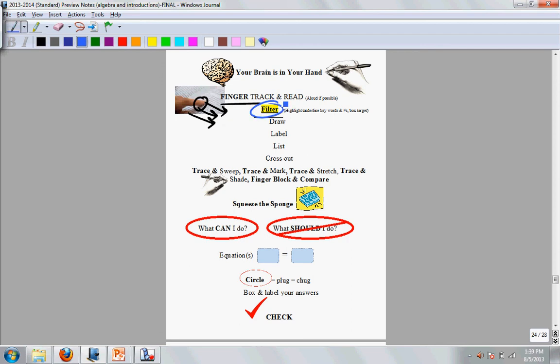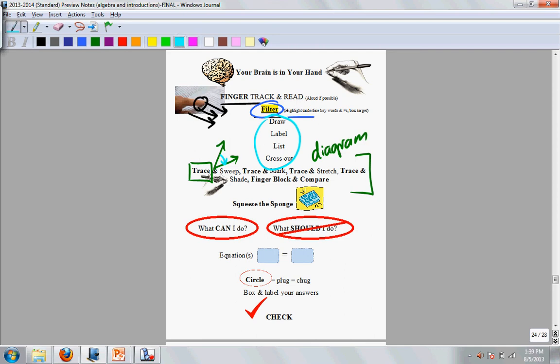Then you will filter, which means to highlight or underline key words. When you're dealing with text, you do these four at the same time: draw, label, list, cross out. I'll give you an example for that. When you're dealing with diagrams, one of the first things you should do is trace stuff. Trace and sweep angles.